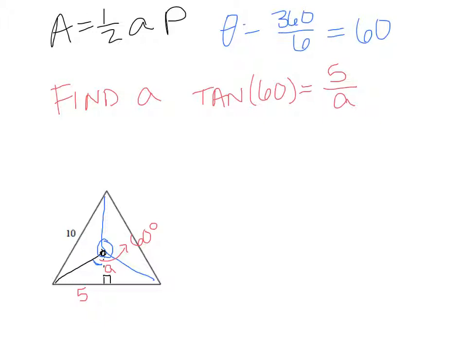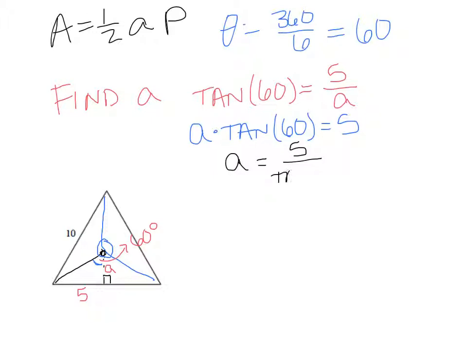So now, let's go ahead and apply some algebra, because algebra is fabulous. And we are going to end up with the apothem times the tangent of 60 equals 5. Now we can divide both sides by the tangent of 60, because that's just a number. So we get the apothem equals 5 divided by the tangent of 60. And that's going to give us an apothem of about 2.89.